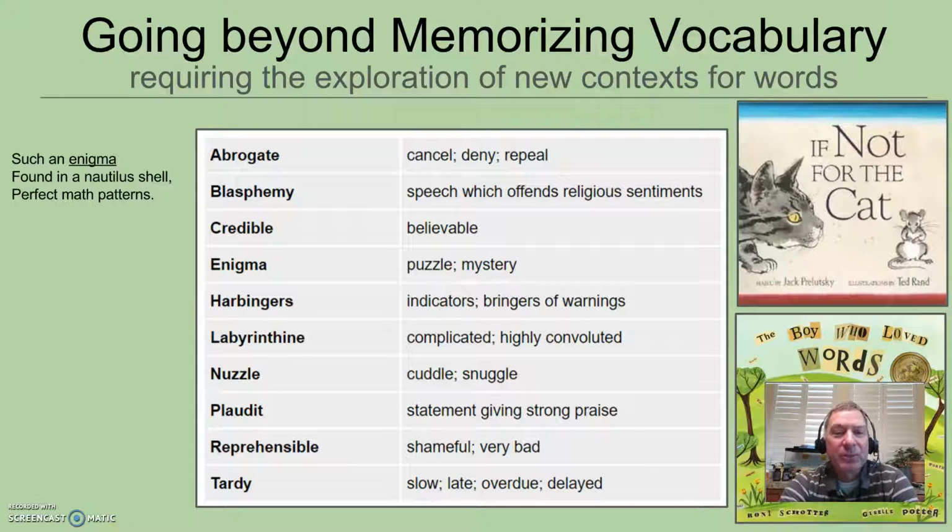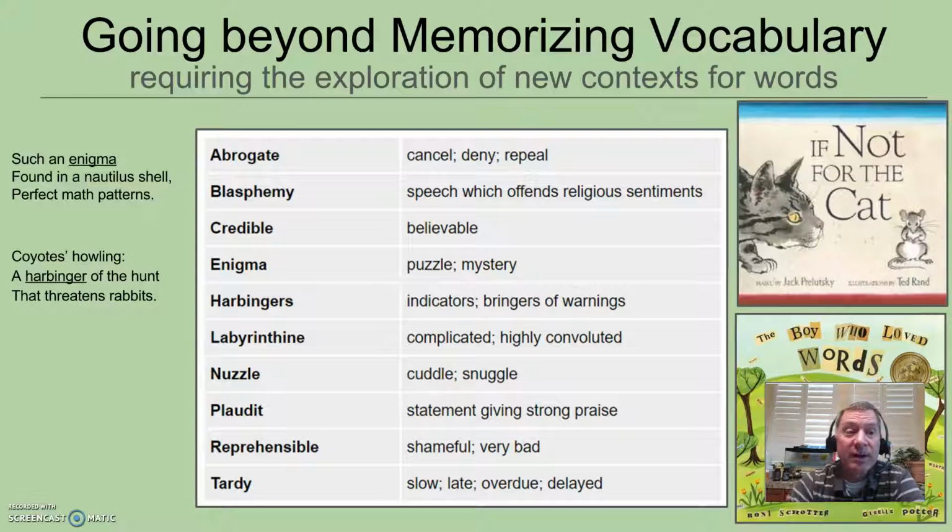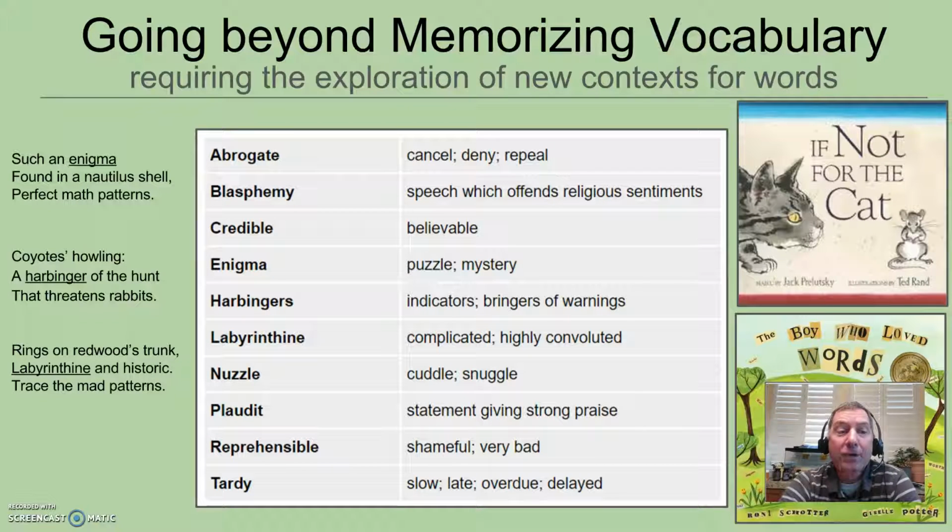Here's what the students do. Let's say we took enigma, the 4th word down from that list, and we said, how could I use this in a natural context? Here's one that I wrote about the nautilus shell. It is 575. You can check my math if you want to pause. Here's me putting harbinger in a vocabulary haiku. Here's labyrinthine.